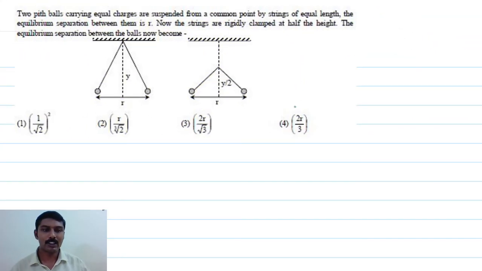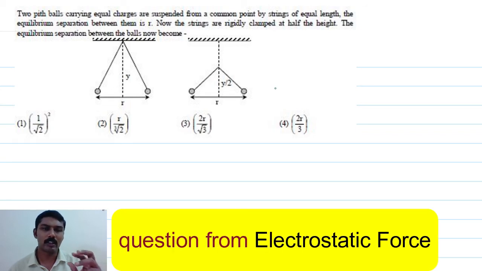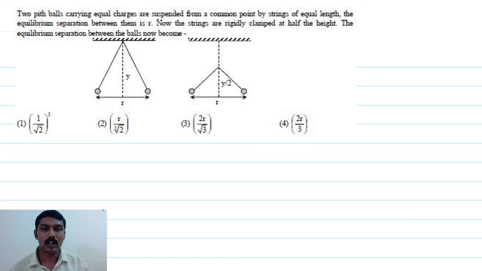So let's look at this particular question. Two pith balls, that means you can take them as charged balls, carrying equal charges, are suspended. Here one charge is here, and there's another charge over there, suspended from a common point by strings of equal length. The left figure shows them separated by a distance which we call the equilibrium separation. The distance is r.